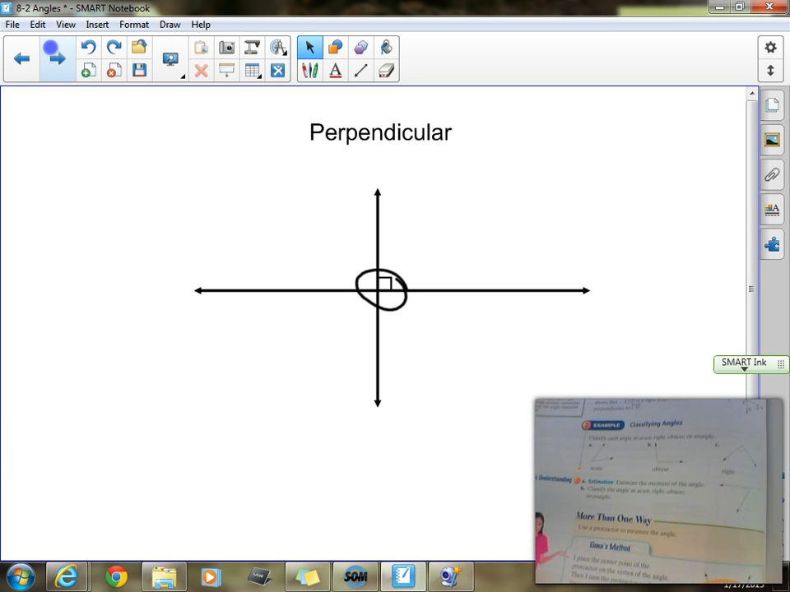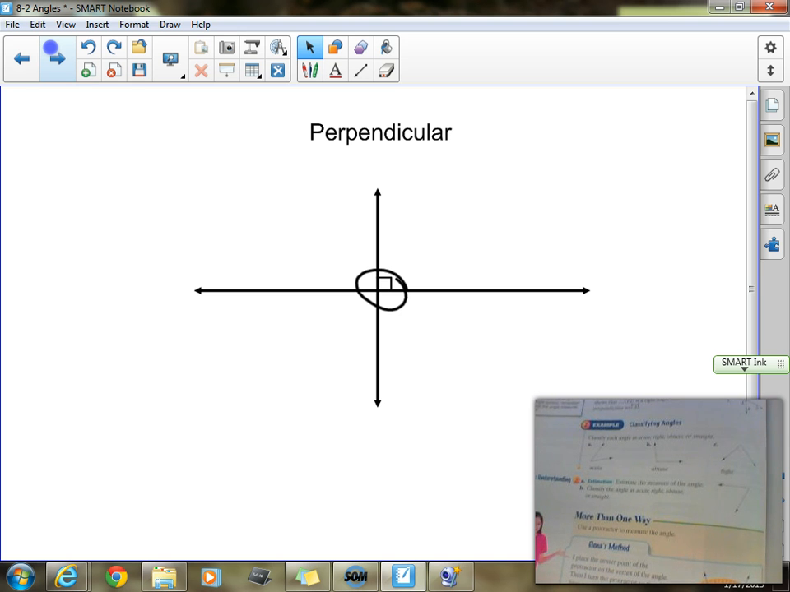Now finally, let's go and look at this angle right there. Now that angle, we see it's very clearly not a right angle because it doesn't have that sign in the middle. It's smaller than 90 degrees, so that must be an acute angle. All right, so that is basically the lesson.